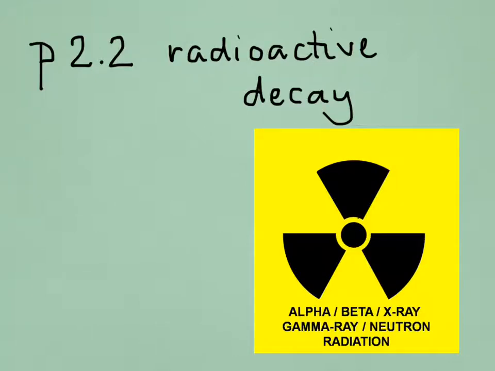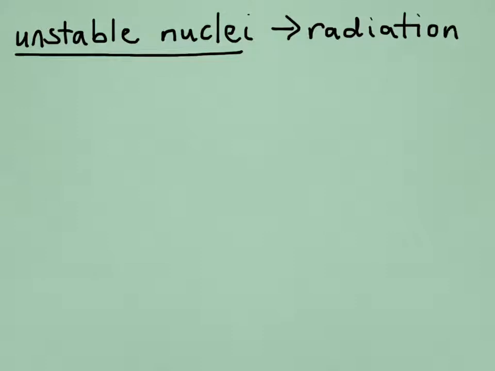P2.2, radioactive decay. I'm sure you're all familiar with the radioactive warning sign. Here it is again. Yellow and black are the favourite colours. So in some circumstances you get nuclei that are unstable and they emit radiation in order to become more stable. So that's why you get radioactive elements.